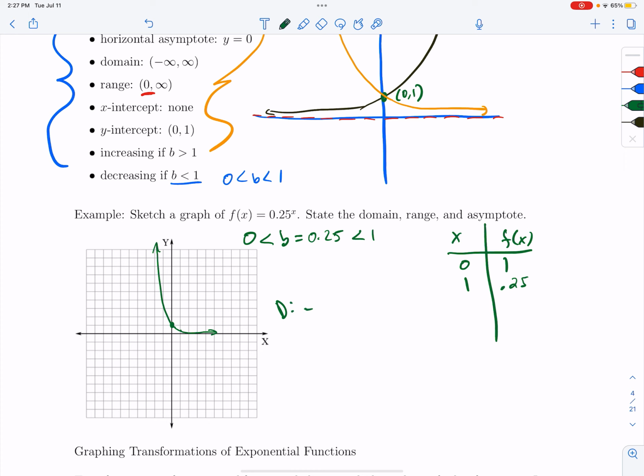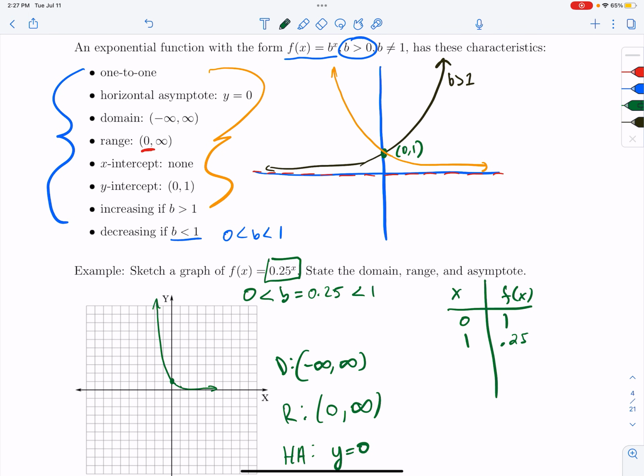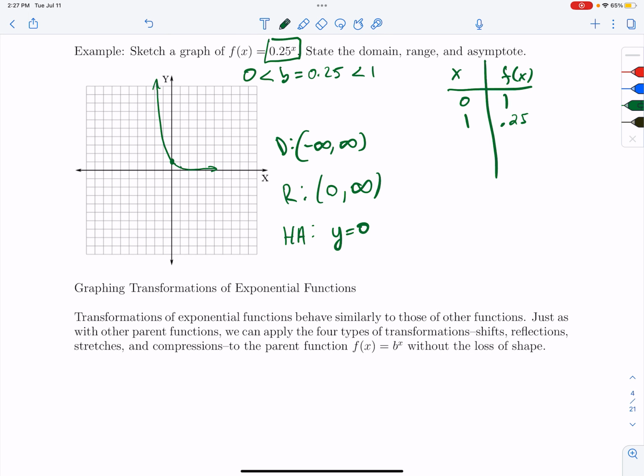The domain is going to be all real numbers. For every exponential function, the domain is always all real numbers. For the range, this is going to be 0 to infinity, not including 0. And then the horizontal asymptote will be y is equal to 0. Okay, so pretty much every graph that is b to the x power, we can graph just like I did here, and it's always going to be one of these shapes with a y-intercept of 1.